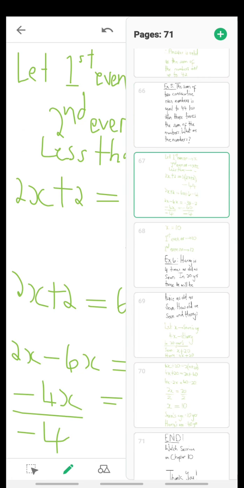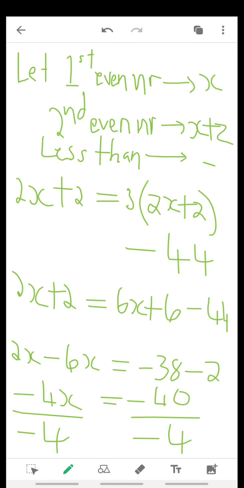So what are we going to do? The first thing that we're going to do is let the first even number be x. Second even number will be x plus 2, since they are even. Less than means minus. Okay, so this will be minus 44. Then they said their sum is equal to 3 times the sum of the two even numbers and less by 44. So this will be x plus x plus 2, which will be 2x plus 2, all equals 3 times the sum of the two even numbers less by 44. Okay, that's the equation.